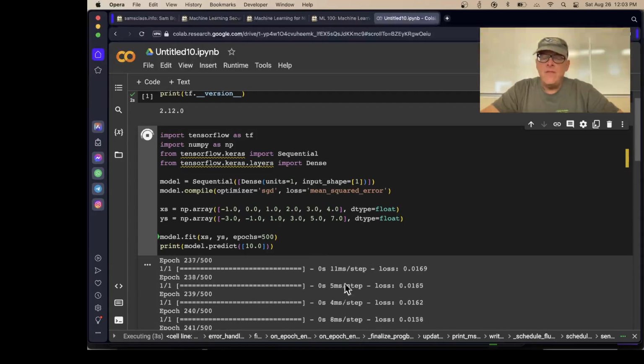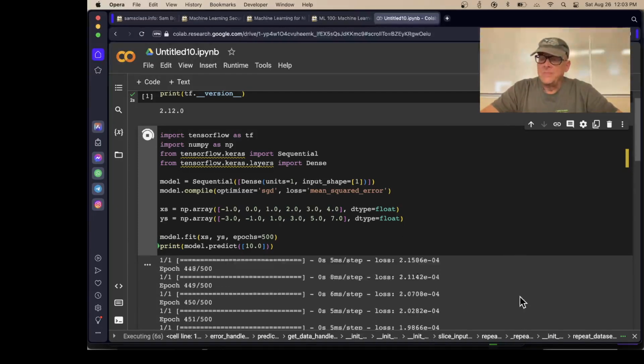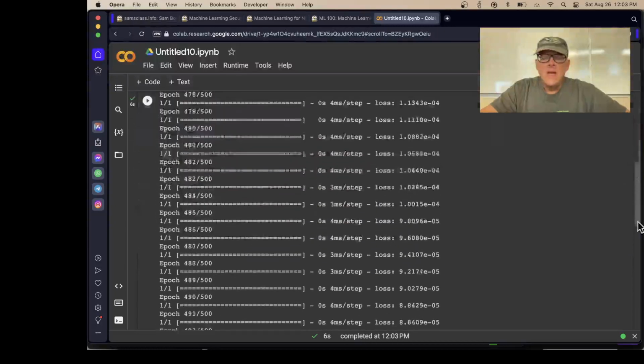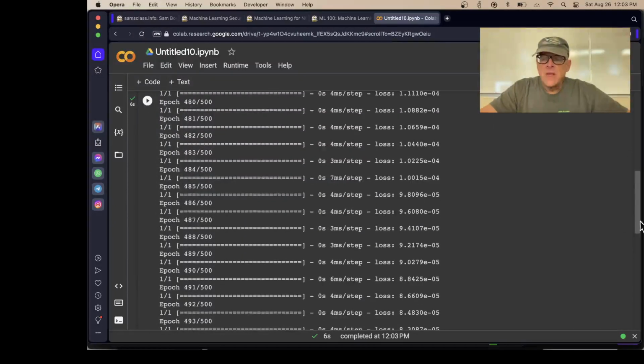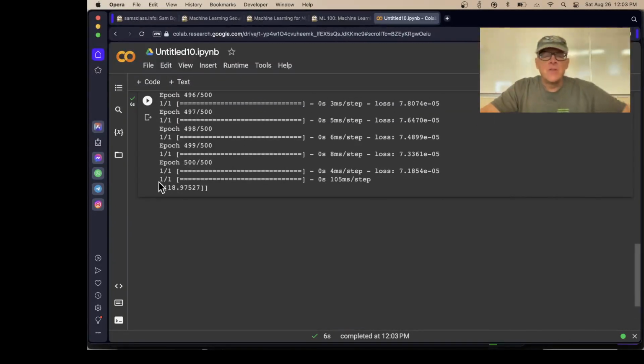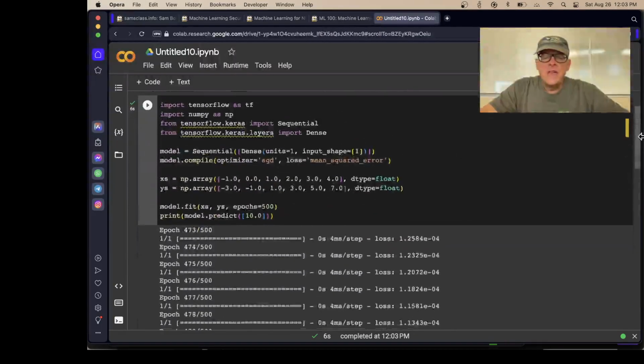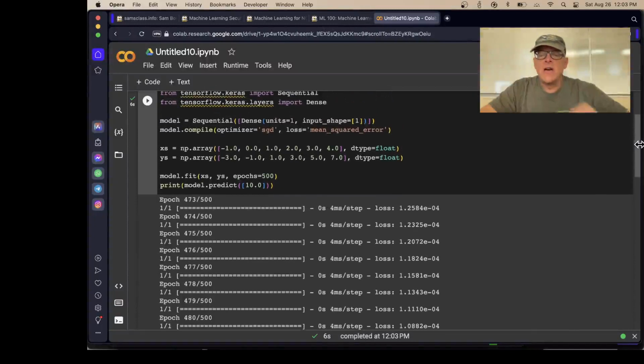So it's doing 500 steps of training, and when it's done, it predicts very close to 19, 18.9. All right. And this is using a standard gradient descent algorithm. So what it does is it just guesses some values of the parameters, and then it moves them in a way to lower the loss. And you see here's the loss.